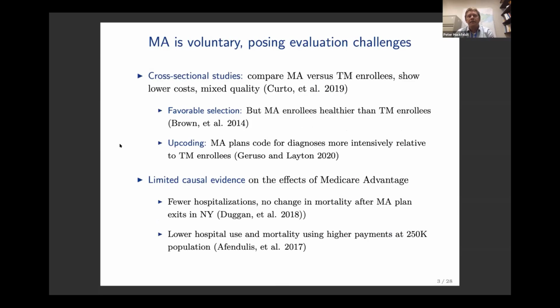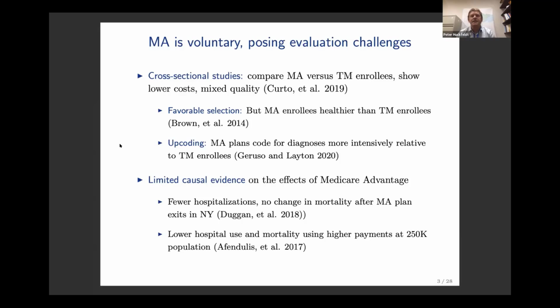So evaluating the effects of Medicare Advantage on costs and patient outcomes is difficult because it's a voluntary program. There's a lot of cross-sectional evidence. I think one of the most comprehensive recent papers is by Curto et al. from 2019. And generally, it shows strong evidence that Medicare Advantage plans have lower costs and less healthcare use, but mixed differences in terms of quality of care relative to traditional Medicare.